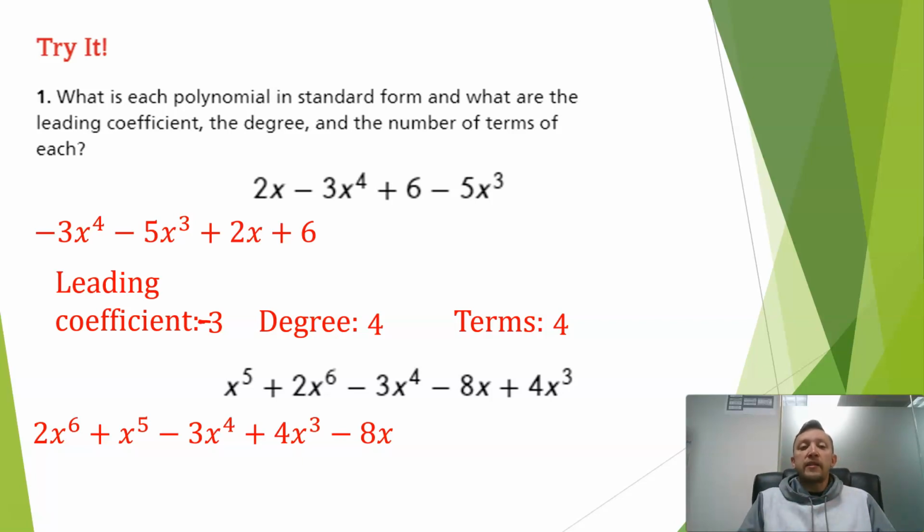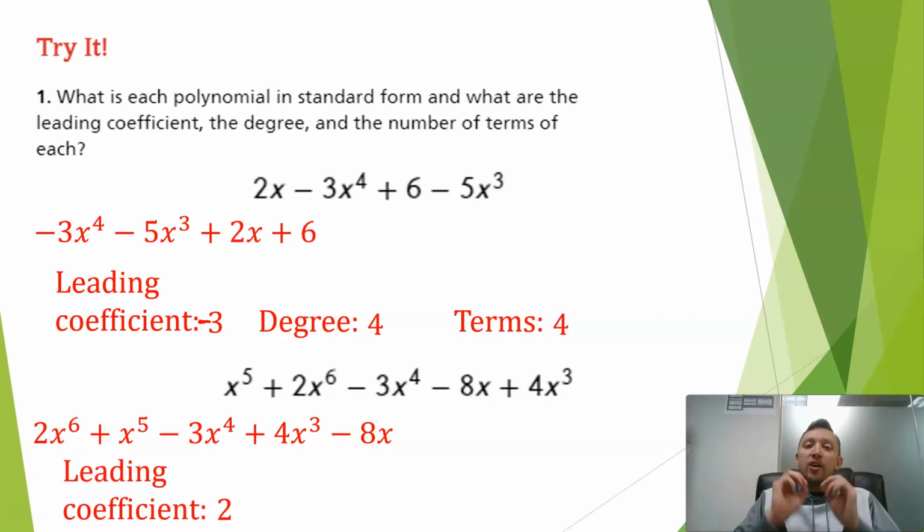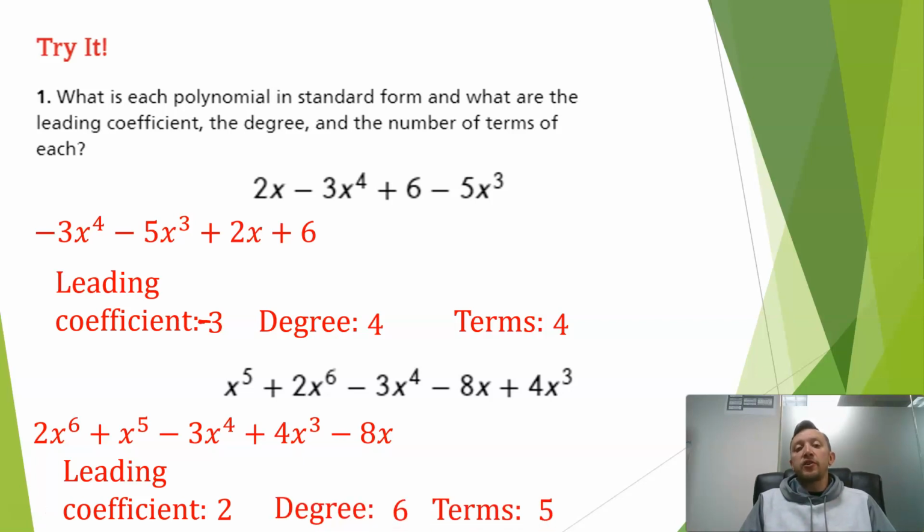All right, so now let's look at the leading coefficient. Just as a reminder, the leading coefficient is referring to the coefficient, so there's no variable attached to it. So do not say the leading coefficient is 2x to the 6th. The coefficient is just the number, so it would just be the 2 there. Then the degree of this polynomial would be 6, and the number of terms this polynomial has is 5.